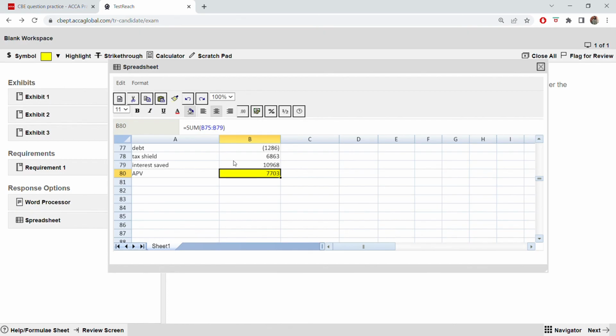This project should be accepted or not? This project should be accepted because it is viable. Financially feasible, you can say. This project should be, you can write it in Excel only.